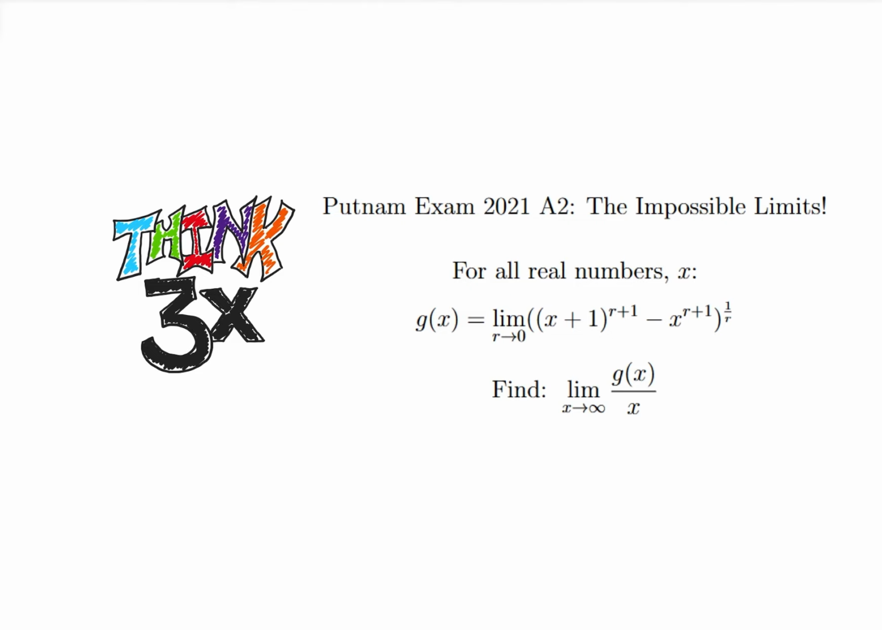So this one's a little bit straightforward. It's just math. This is from the 2021 Putnam exam, and I called it the impossible limits. It says for all real numbers x, the function g of x is equal to the limit as r approaches 0 of (x plus 1)^(r+1) minus x^(r+1), all to the 1 over r power. And our goal is to find the limit as x approaches infinity of g of x over x.